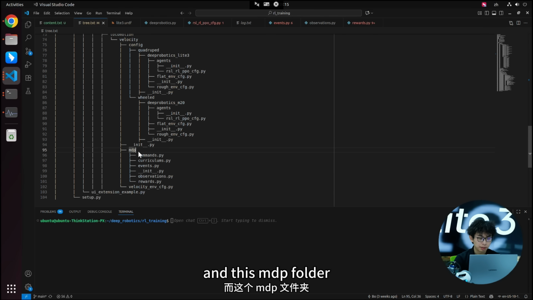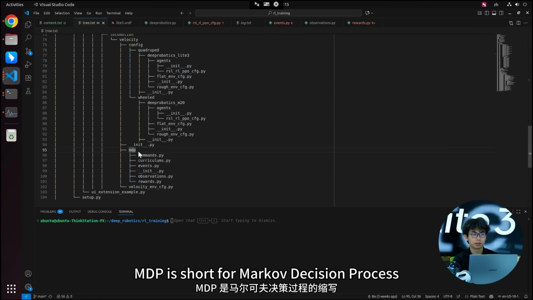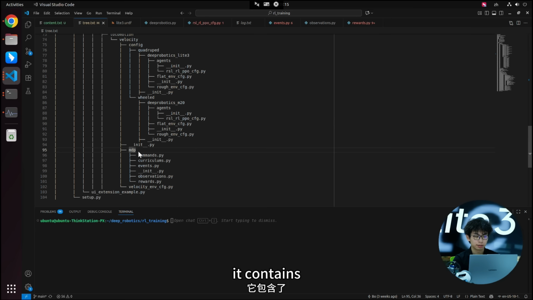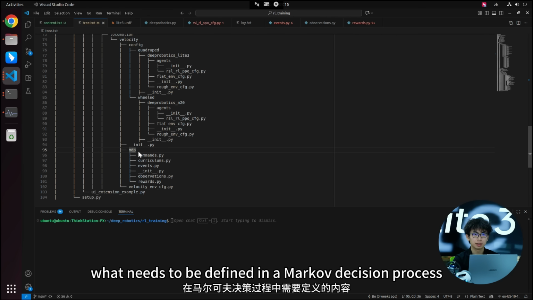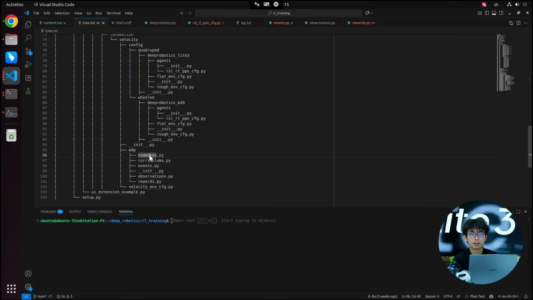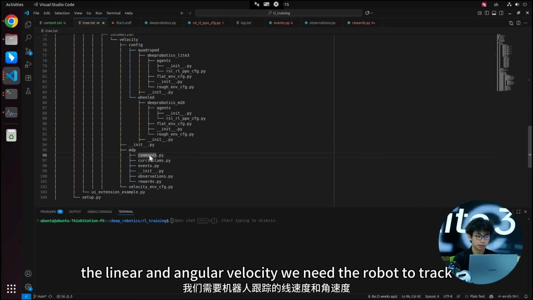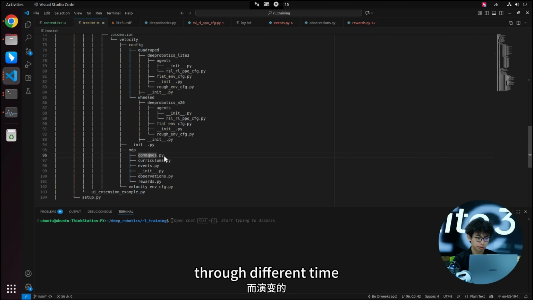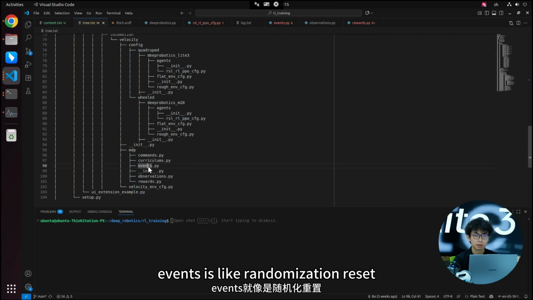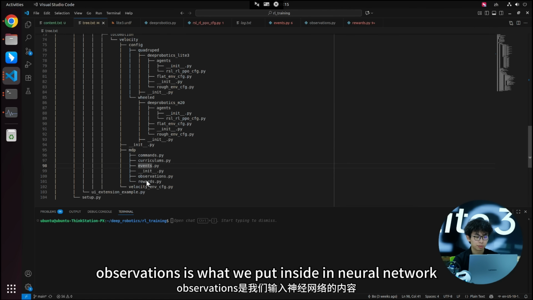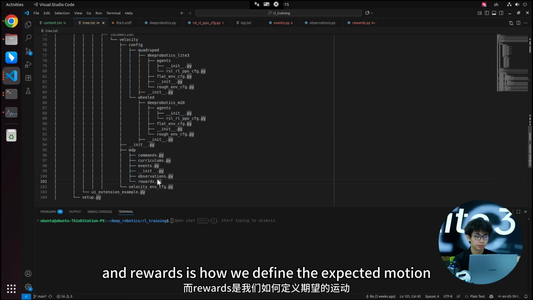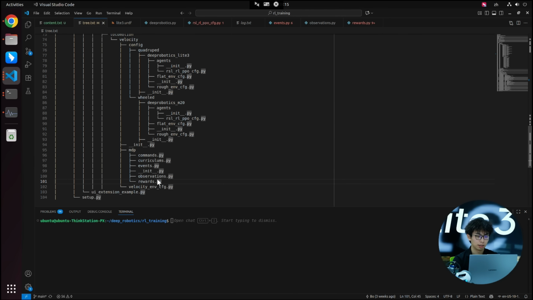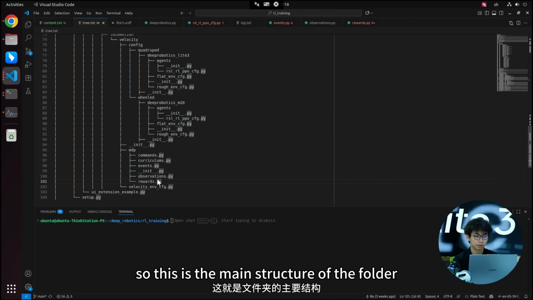And this MDP folder, MDP is short for Markov Decision Process. It contains what needs to be defined in a Markov decision process. Like the commands is the linear and angular velocity we need the robot to track. The curriculum is how the training is going to evolve through different time. Events is like randomization, reset. Observation is what we put inside the neural network, and rewards is how we define the expected motion. So this is the main structure of the folder.